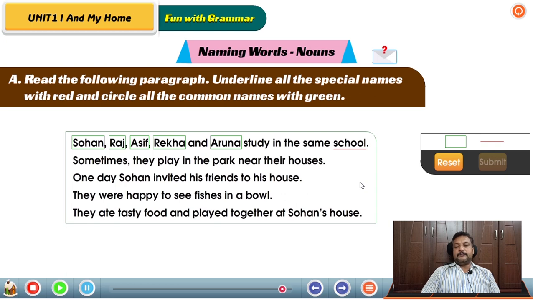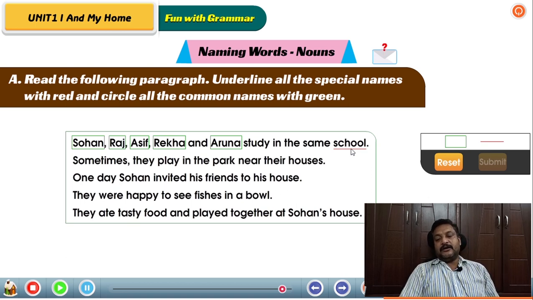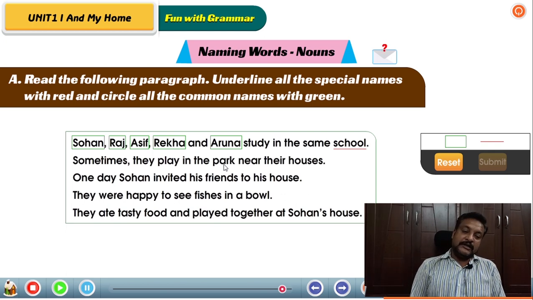So now the second sentence. Sometimes they play in the park near their houses. Park is a common name. We need to underline that. And again, houses. House is also a common noun. We need to underline that.